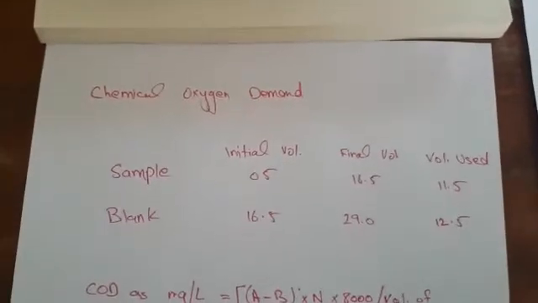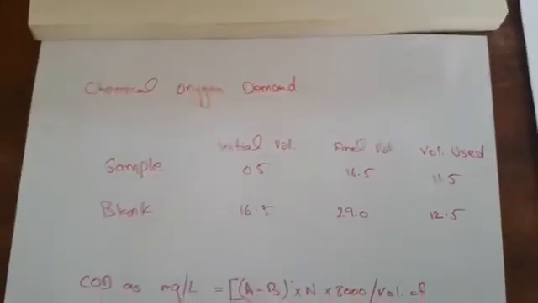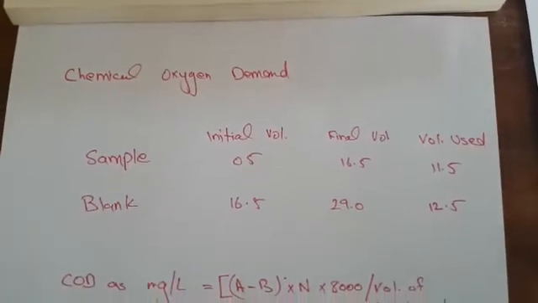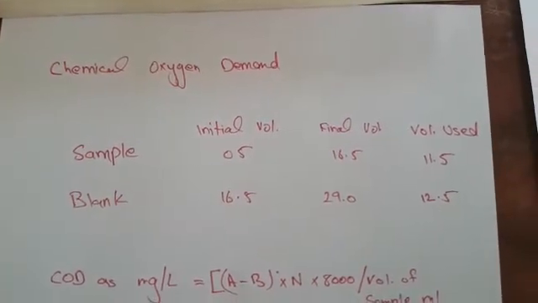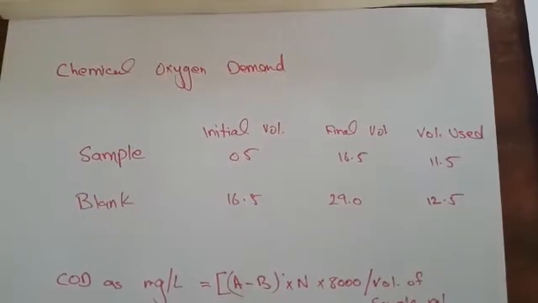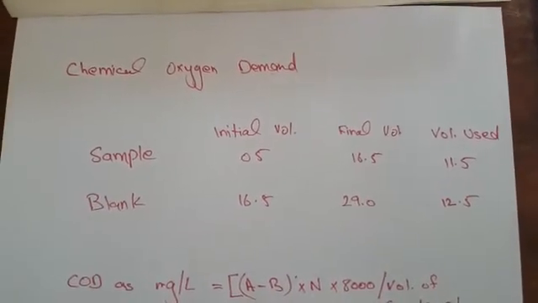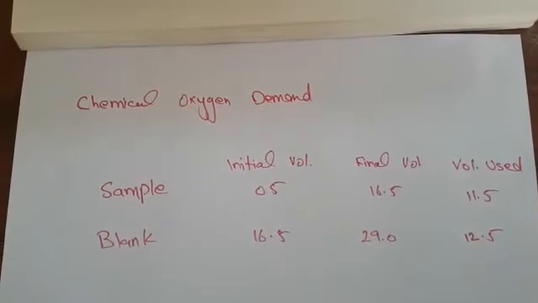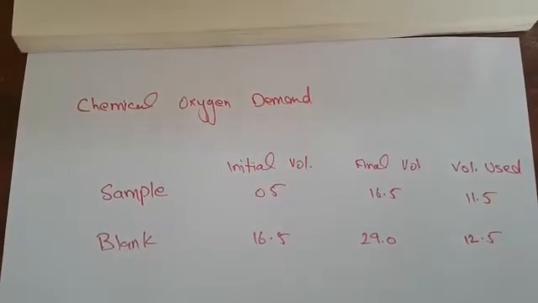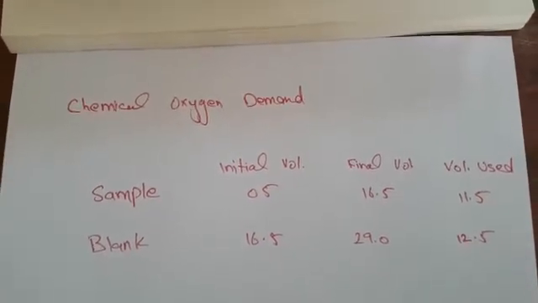So here are the calculations for the chemical oxygen demand. As we have seen, the initial value of the sample was 5 ml and the final volume was 16.5. So the total volume used was 11.5. Whereas in the case of the blank, the initial volume was 16.5 and the final volume was 29. So the volume used was 12.5.